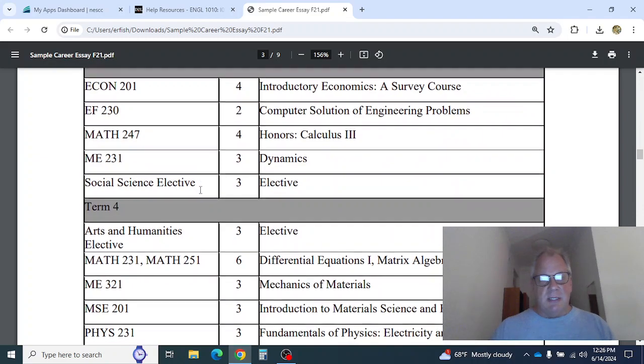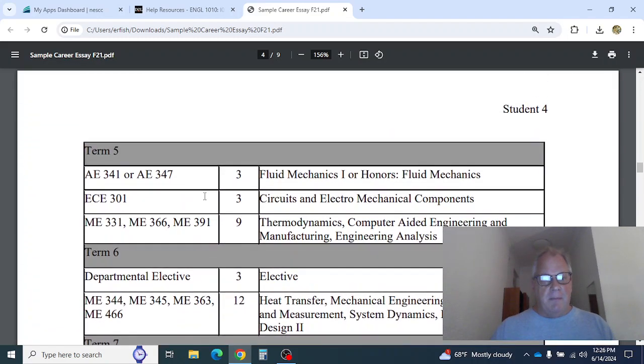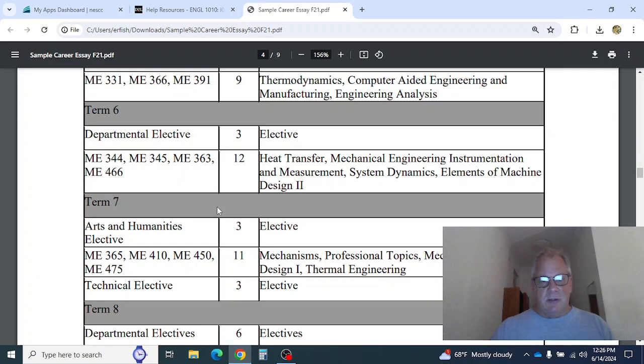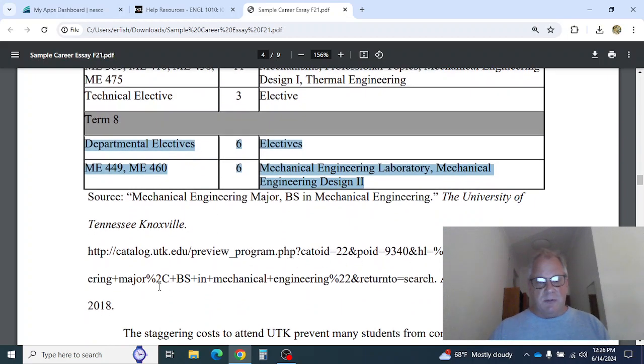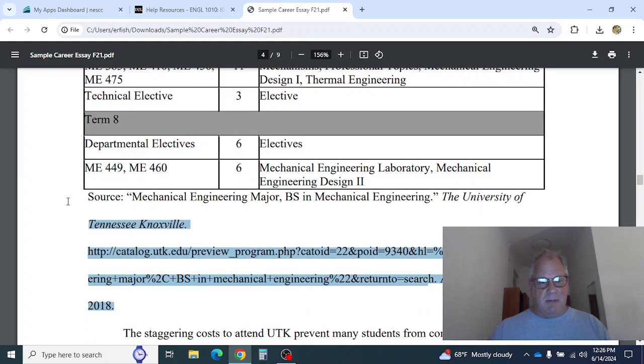But he's projecting ahead a little bit and making sure he's going to be going full time so he can keep his scholarships and stuff. You see that last semester is only 12 hours, so he's cutting it close there. But he's got a plan. He gives credit for the source of that table, which is probably going to be the UT Knoxville catalog.